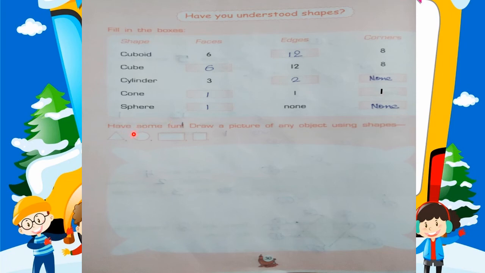Next question is, have some fun. Draw a picture of any object using shapes: triangle, circle, rectangle and square. Class, here in this space you have to draw some figure by using these shapes. Okay, you can draw a train, a house, a bus, a car. You can draw anything, but your picture will be made in these shapes.